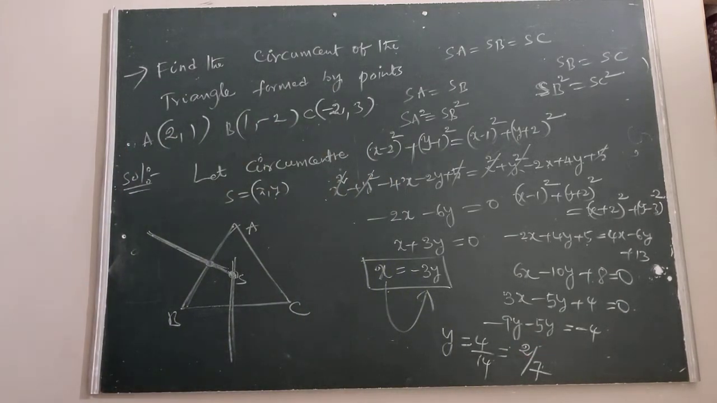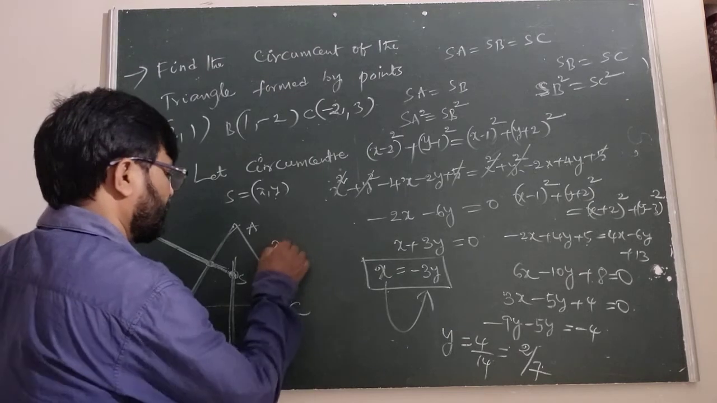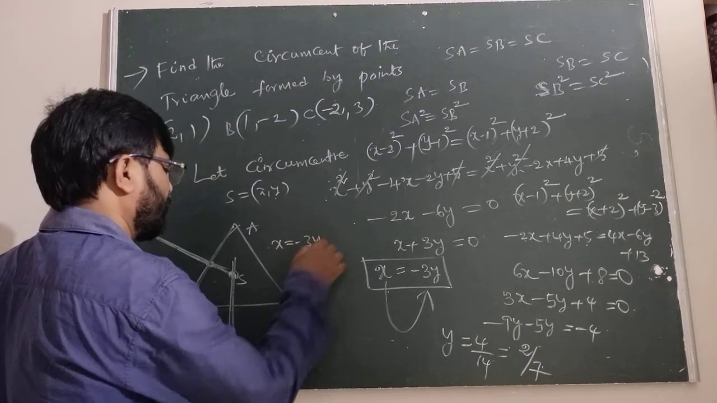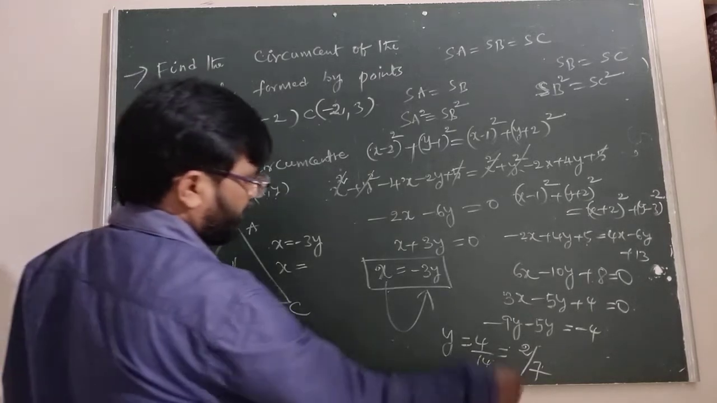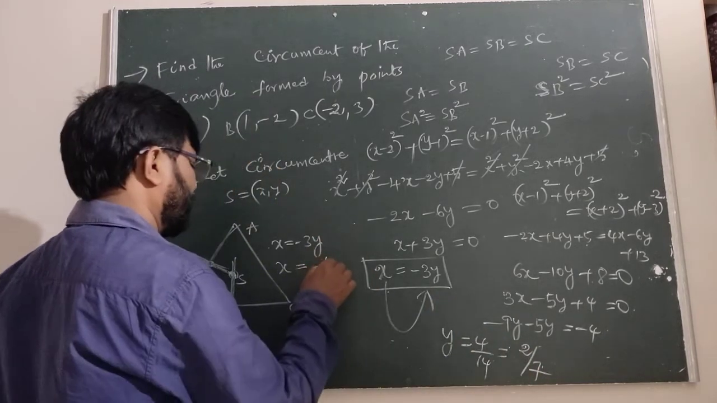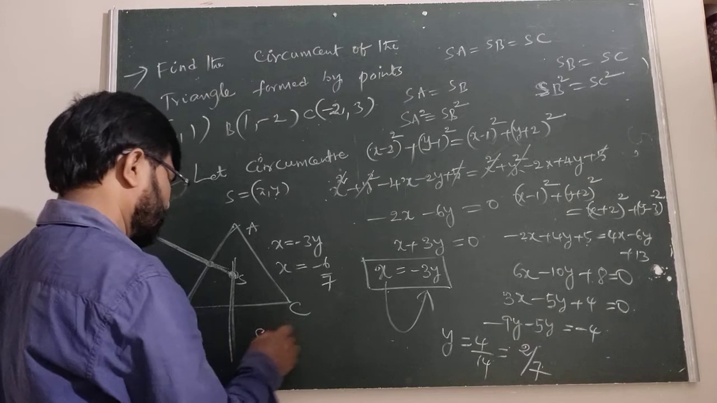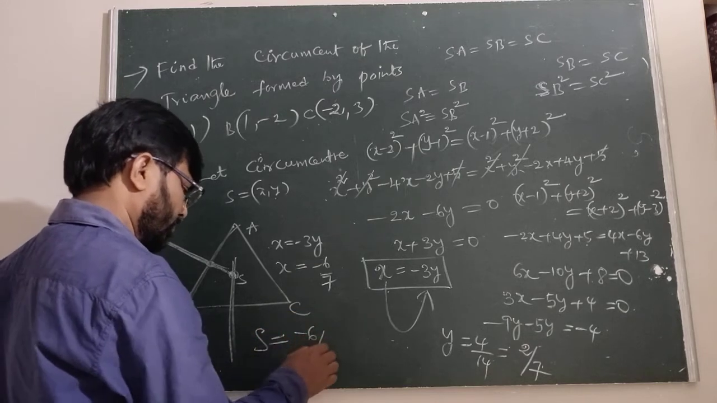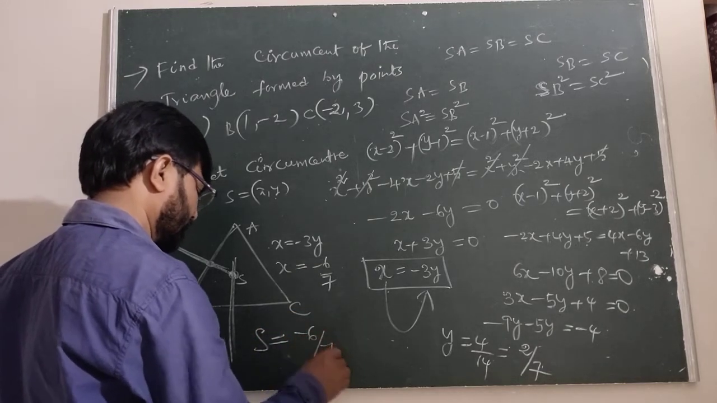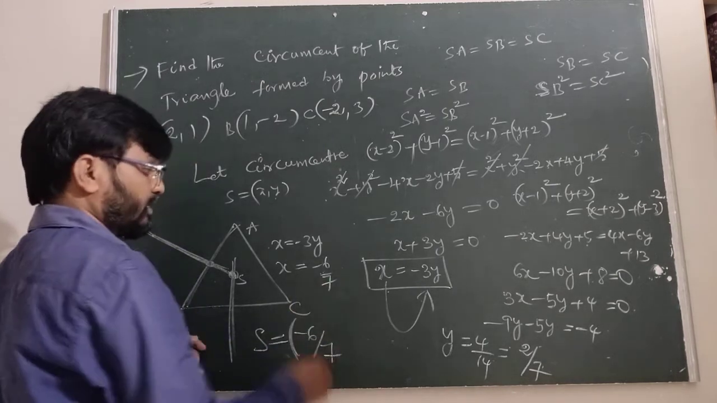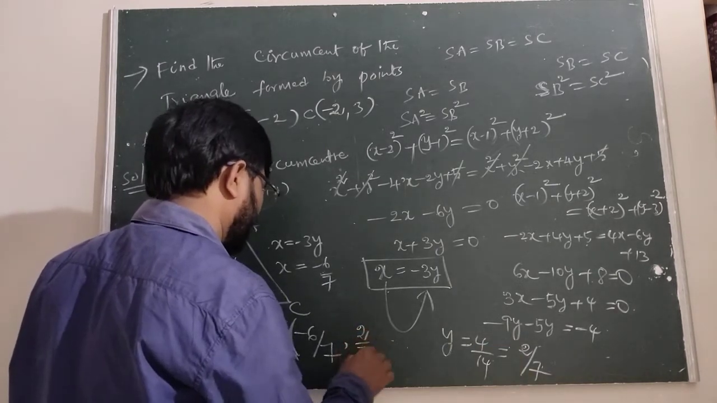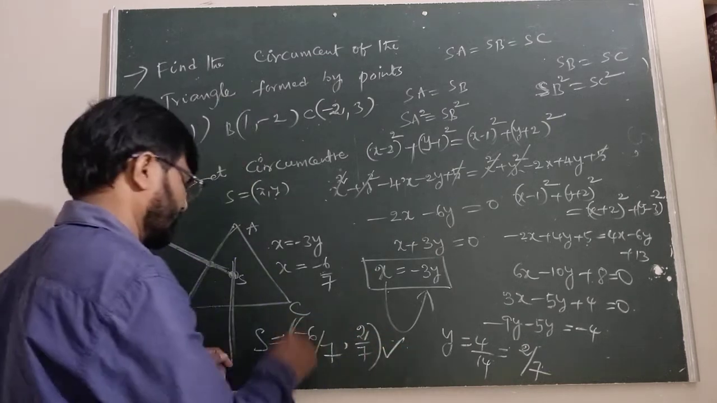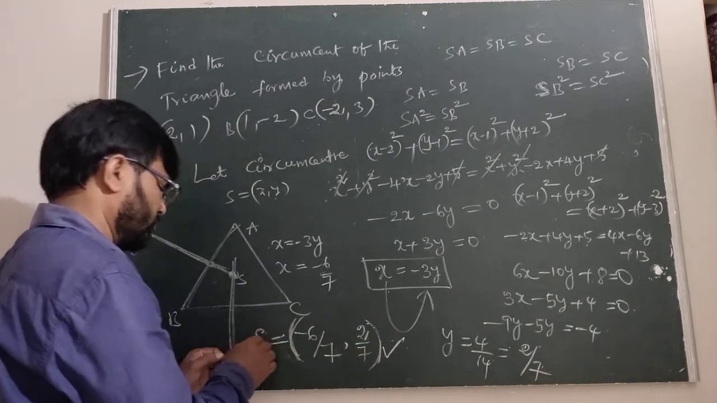Now x equals minus 3y. You can write minus 3 times 2 is minus 6 by 7. The circumcenter is minus 6 by 7 comma 2 by 7. This is the circumcenter. Is it clear how to write this one?